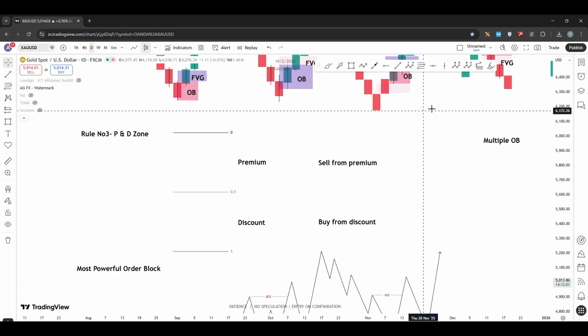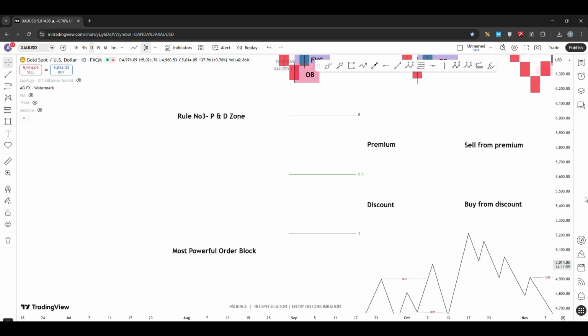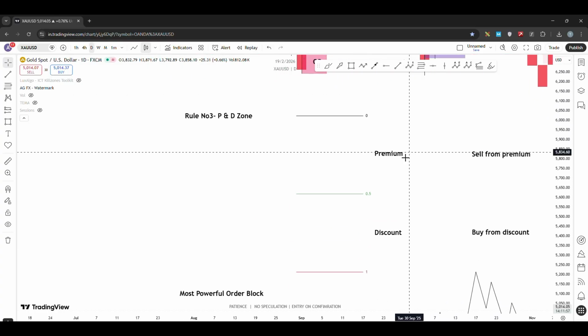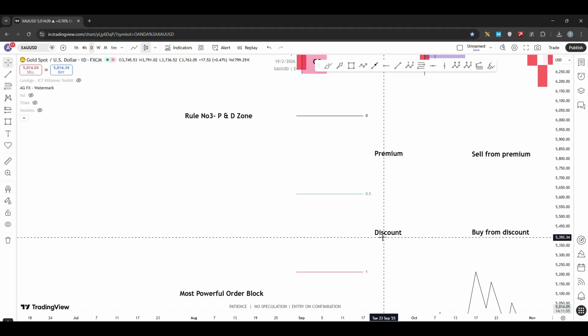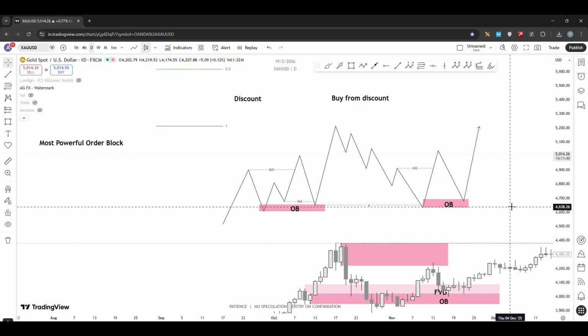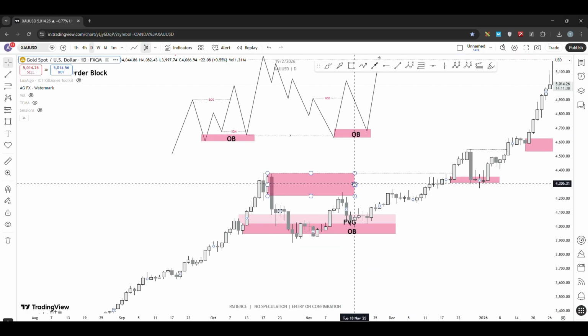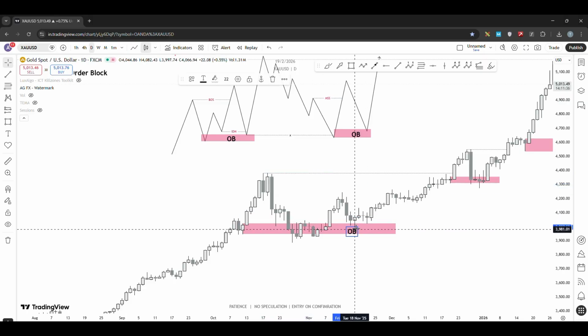Now we will talk about rule number 3, which is the premium and discount zone. So what does that mean? That means now we're trying to understand where we should find an order block. We cannot just find an order block anywhere inside a market. So where should we find an order block? To find an order block, first of all, I will remove everything so that it becomes clear.